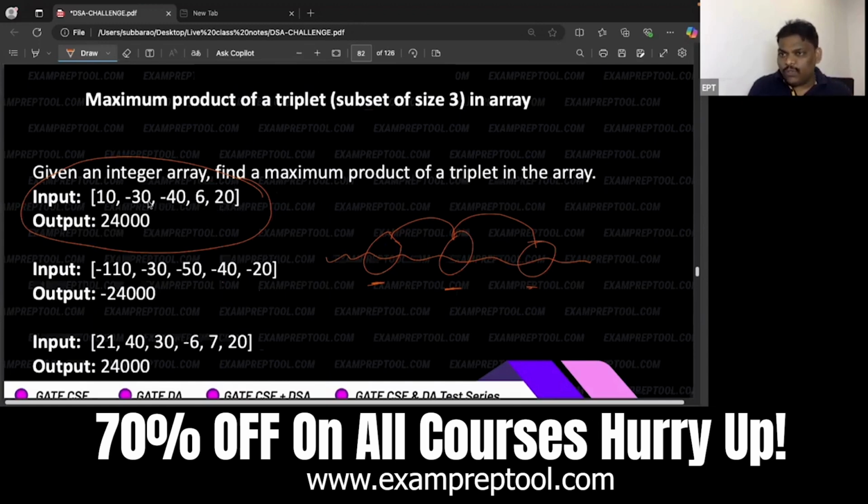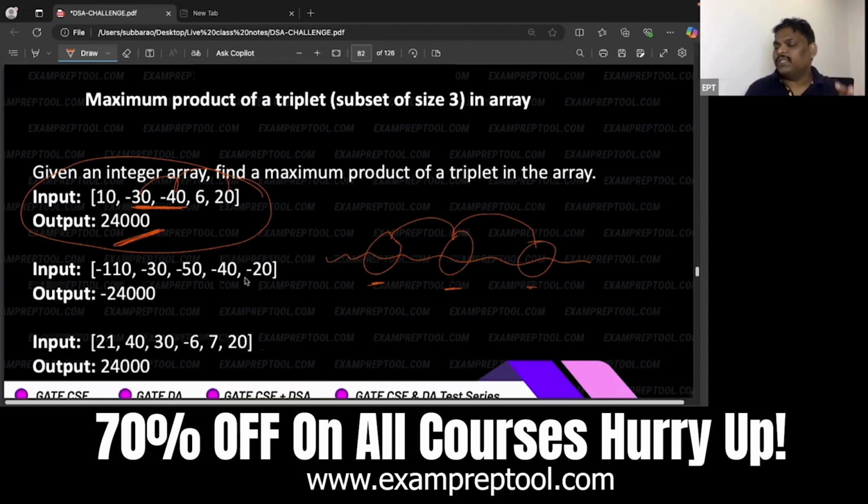So see this one. When you say maximum, you don't want to take negative. But by multiplying these two numbers, even though they are negative, you will get positive. So these three numbers are the answer. This is the maximum.